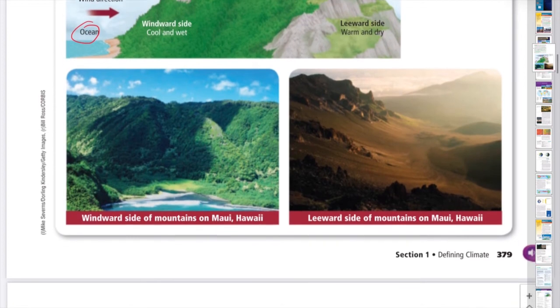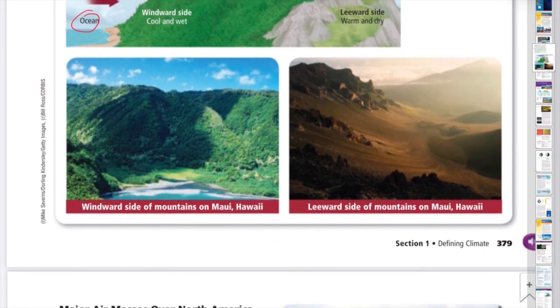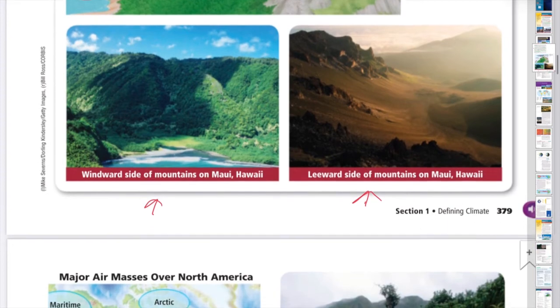So an example, in Hawaii, we have the windward side over here of the mountain. Then on this side, you have the leeward side. So on the windward side, you have all this vegetation. It's really green. On the leeward side, it's pretty barren. There's not a lot of vegetation on that side.